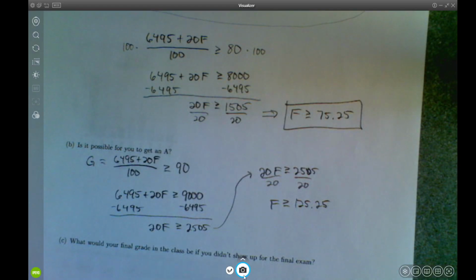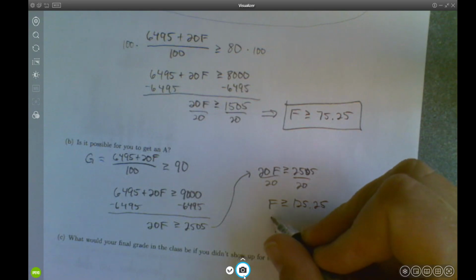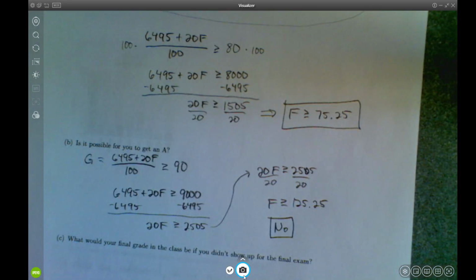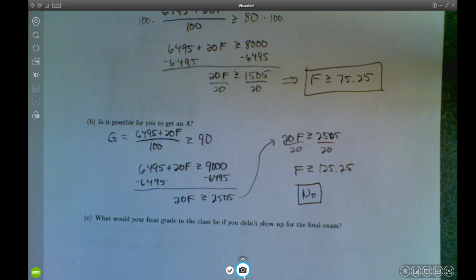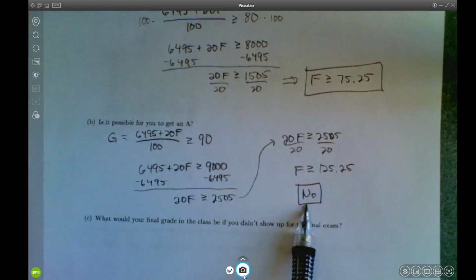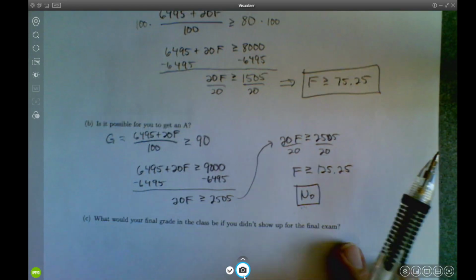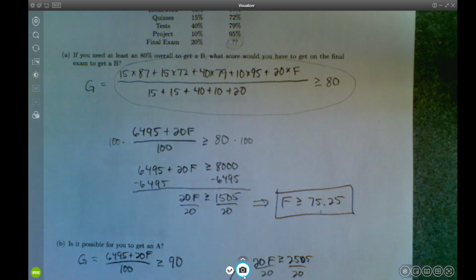So the question, is it possible for you to get an A? The answer is no. Because you can't get more than 100% on an exam, unless your teacher is nice and offers extra credit or something. But even then, you wouldn't get 25% extra credit on your final exam. So no, it's not possible for you to get an A. But you can get a B. You just need to score at least a 75.25% on your final exam, and you've got a B.